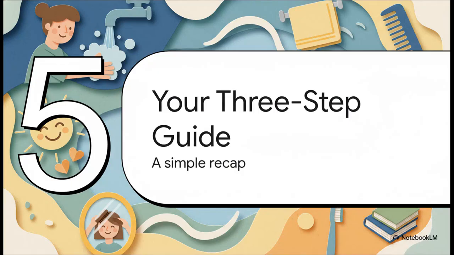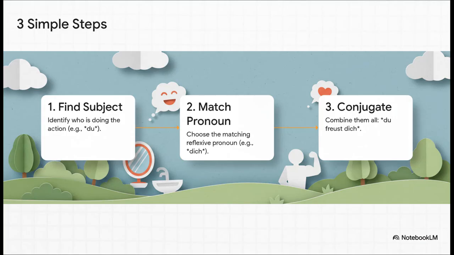I know this might feel like a lot to take in at first, but honestly, this whole process can be boiled down to a super simple 3-step guide. Let's recap it so you have an easy little formula to fall back on. It really is this easy. Step 1, find your subject. Who's doing the action? Let's say it's du. Step 2, match the pronoun. We look at our toolkit and for du, we grab dich. And finally, step 3, conjugate the verb like normal and just put it all together. Du freust dich. That's the formula, and it works every single time.